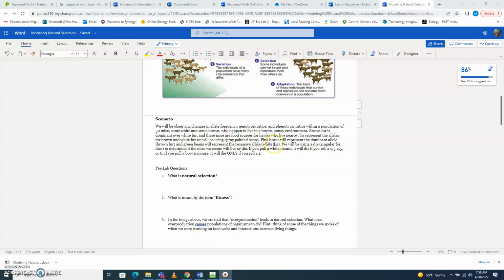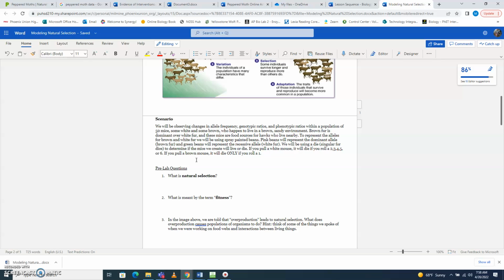We will be using a die, which is singular for dice, to determine if the mice we create will live or die. If you pull a white mouse, it will die if you roll a 2, 3, 4, 5, or 6. If you pull a brown mouse, it will die only if you roll a 1.